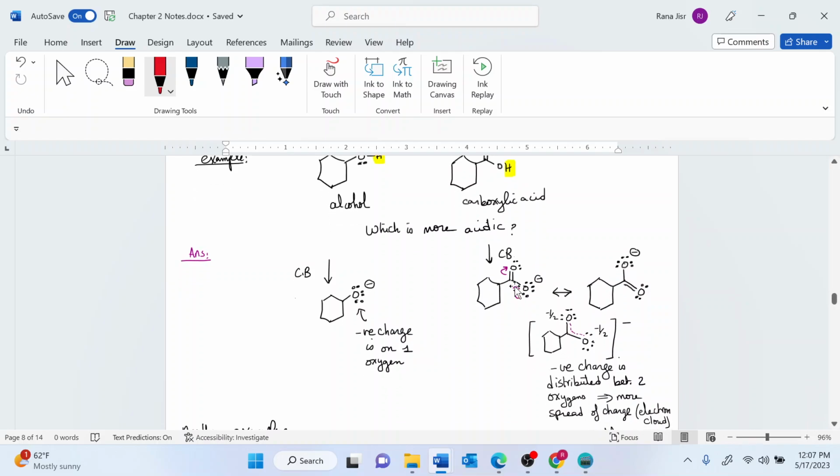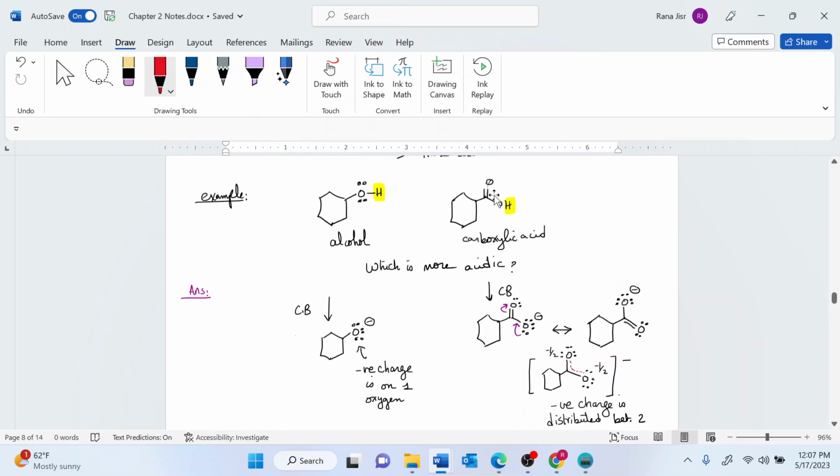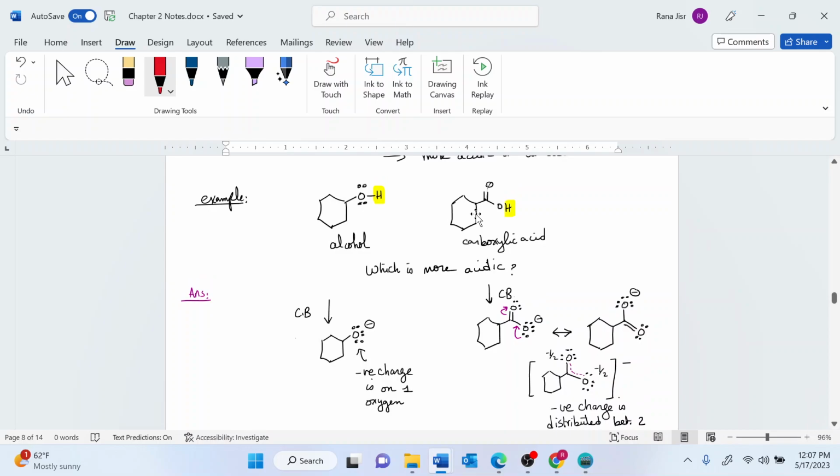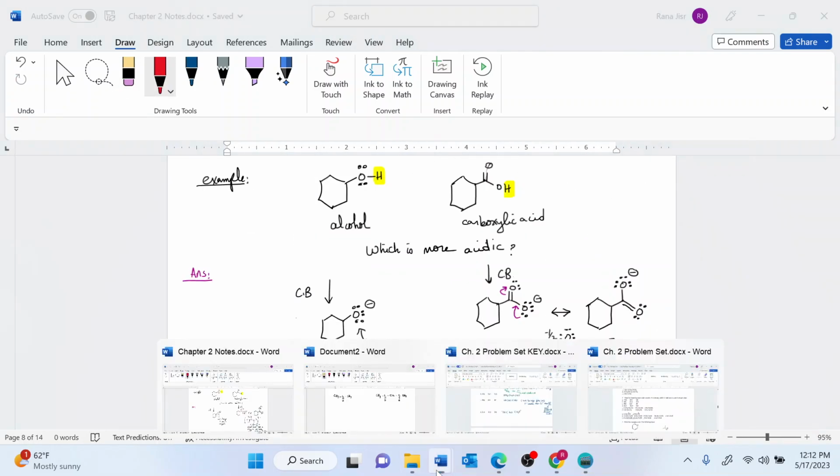So since it is delocalized over a larger surface area, this is going to be a more stable conjugate base, and then its acid will be stronger. By definition, carboxylic acids are always way more acidic, or the hydrogen of the carboxylic acid is way more acidic than that of the alcohol. So let's have another example.